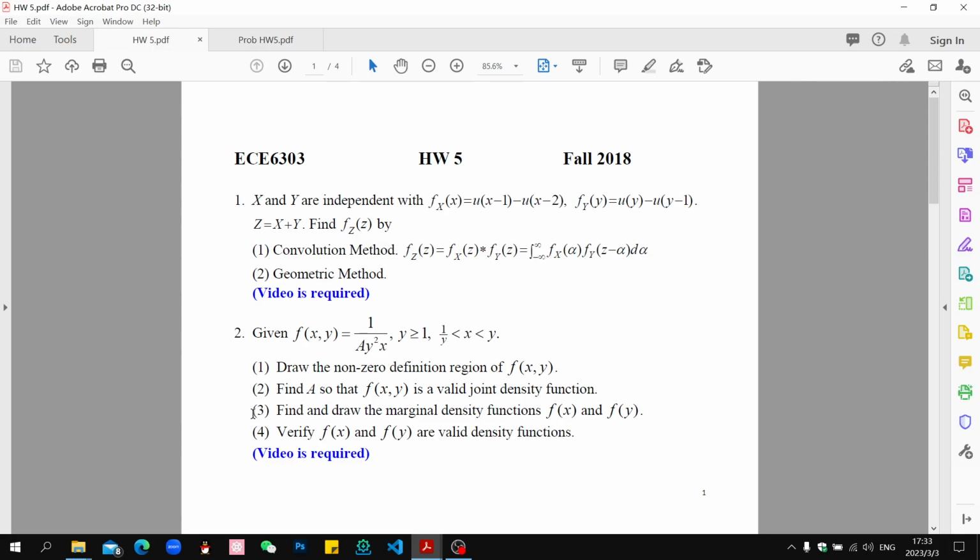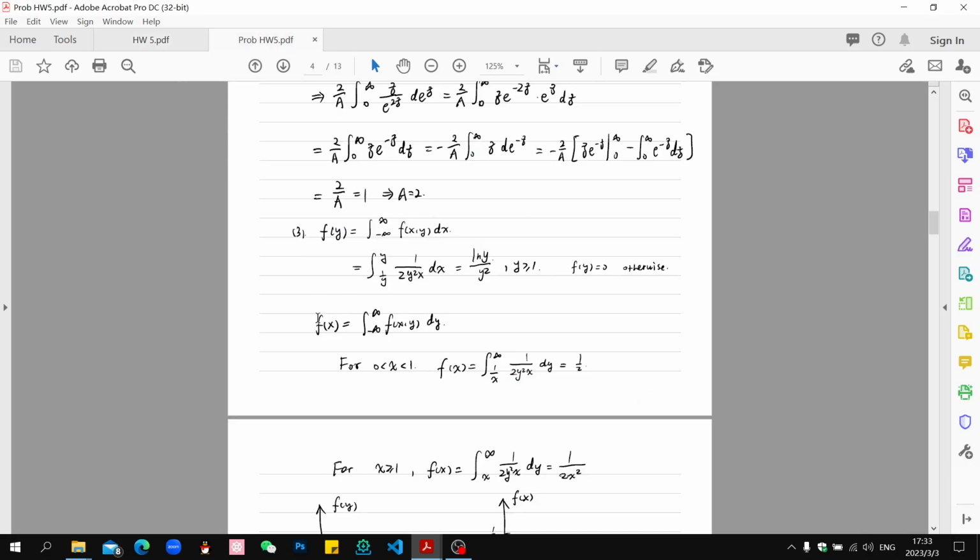And then question 3, we have to find and draw the marginal density functions of fx and fy. So fx and fy can be calculated in this manner. So fy is the integral of fxy on x over both infinities. That is from 1 over y to y of this function. That is what we calculated, ln y over y squared, y larger than 1. And for y not larger than 1, that is otherwise, fy equals 0.